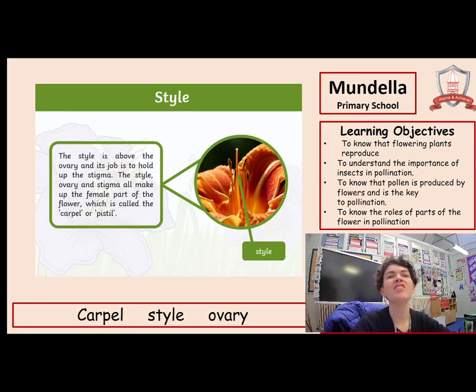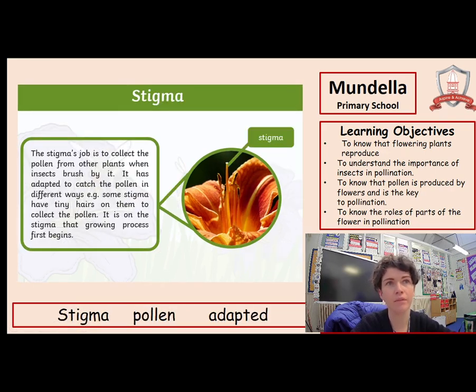We have the style, so look carefully at what the arrow is pointing to. The style is above the ovary and its job is to hold up the stigma. We'll find out what those are in a moment. The style, ovary and stigma all make up the female part of the flower, which is called the carpel or pistil. Okay, so that's the style.